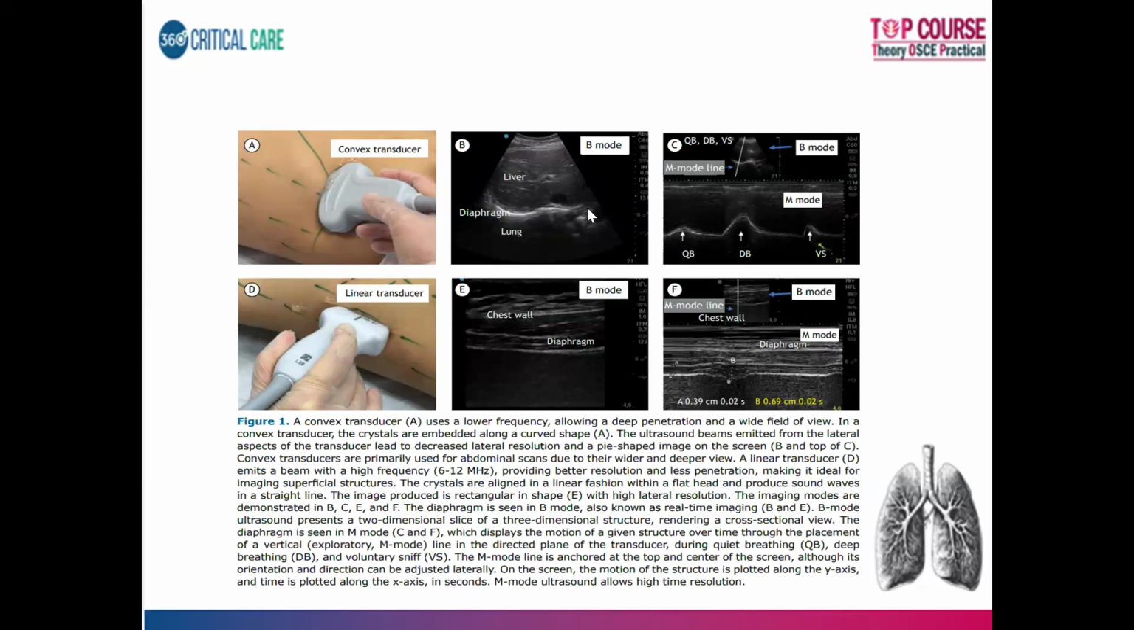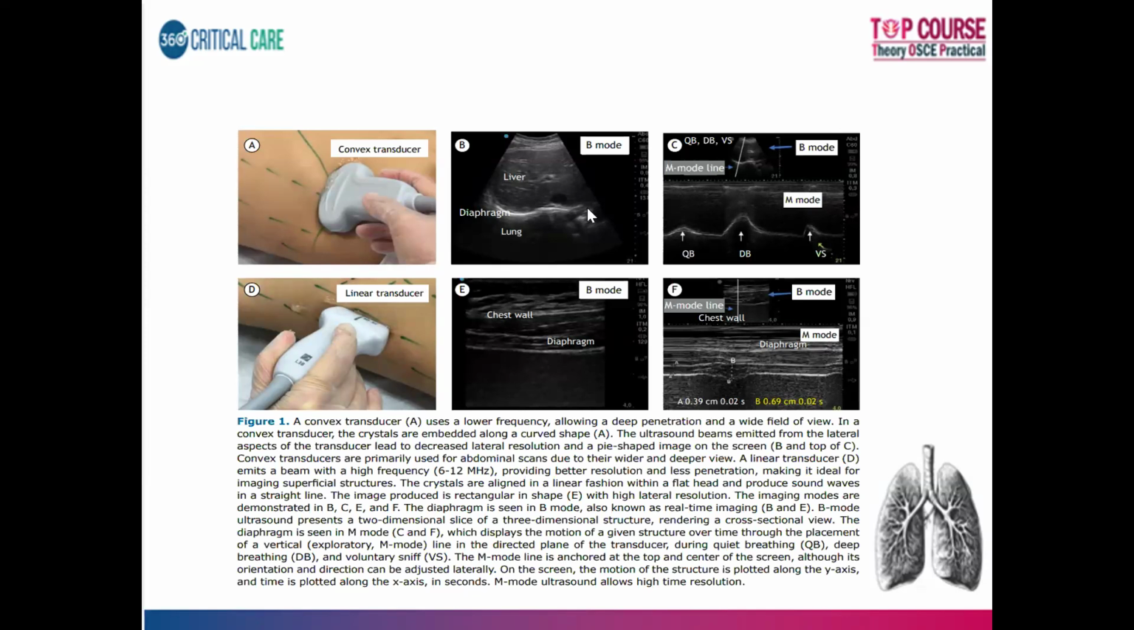So the probe is supposed to be placed horizontally. It's a curvilinear probe between the anterior axillary line and the mid axillary line and the subcostal margin. Remember, these are the landmark points for diaphragmatic excursion. Coming to the next part, we have to do the B mode and identify liver, diaphragm, and the lung.